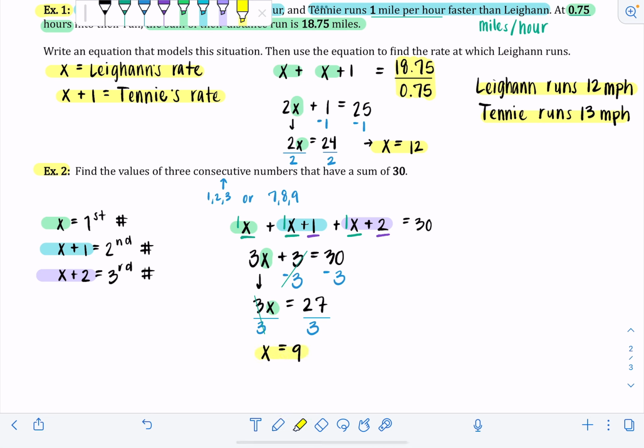So I end up with x equals 9, but remember, that's not the final answer because it says find the values of 3 consecutive numbers, and x was just the first one. So x is the first of the 3. So the 3 consecutive numbers would have to be 9, 10, and 11. And you can always check it. If you add those 3 up, you should get 30, because 9 plus 10 is 19, and then plus 11 is 30.